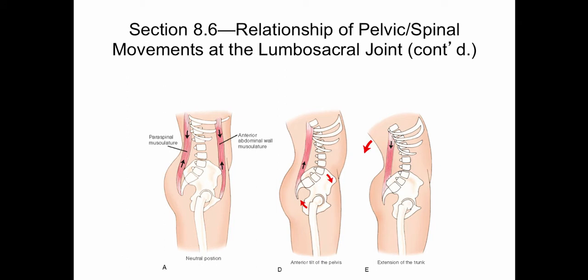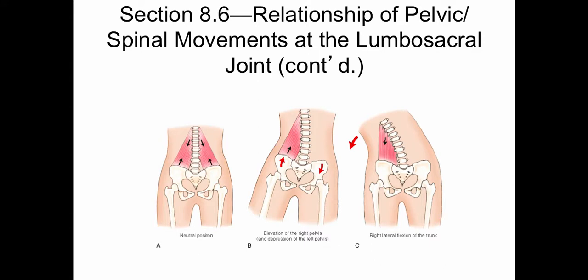The paraspinal musculature tilts the pelvis anteriorly and/or extends the trunk at the lumbosacral joint. Some of the muscles of the paraspinal musculature that anteriorly tilt the pelvis and/or extend the trunk at the lumbosacral joint are the erector spinae group, the transversospinalis group, the quadratus lumborum, and the latissimus dorsi.